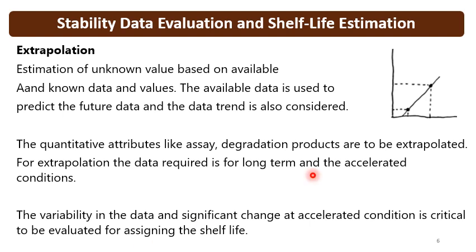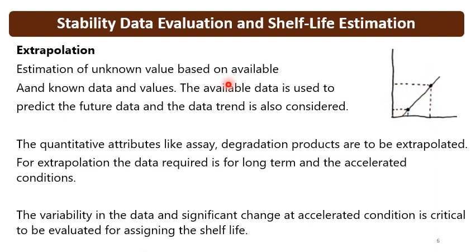If you know the data of 6 months, like here you take a plot, take it as impurity and here as time. So this 6 month data you have, and you know the increase in the impurities from initial. For example, I am taking this, and you can extrapolate this for 12 months.